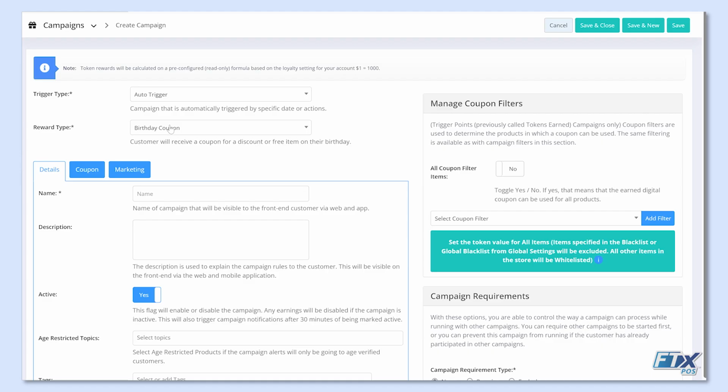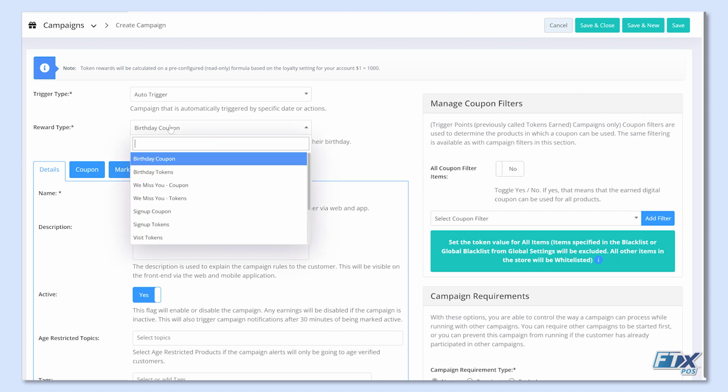When setting these up under the reward type, you would define the event that triggers it. Additionally, these are also coupons and the customer can decide when to redeem the coupon and you decide what products must be on the sale for the coupon to be redeemed.